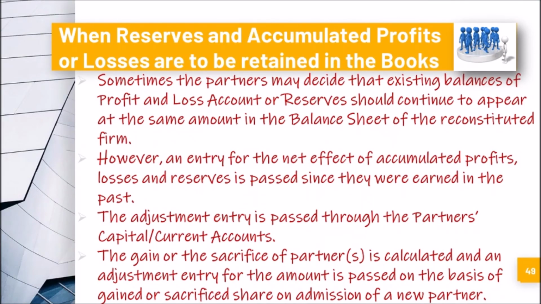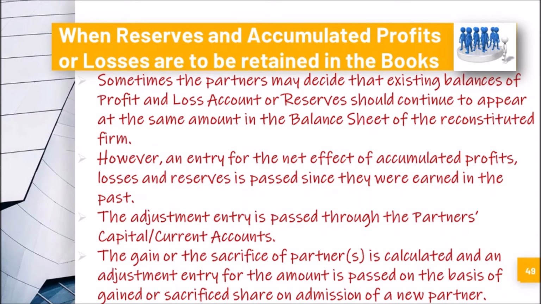So it was all about the treatment of reserves and accumulated profits or losses in case the firm does not want to retain these values. But what if the firm, or we say all the partners, decide to keep the reserves and accumulated profits or losses at the same value in the books? So, what happens in that case?